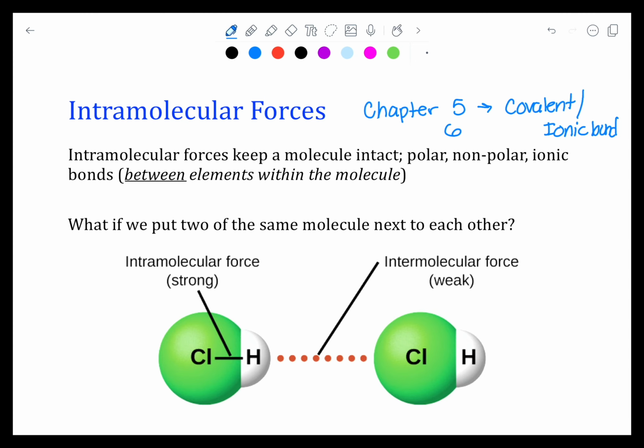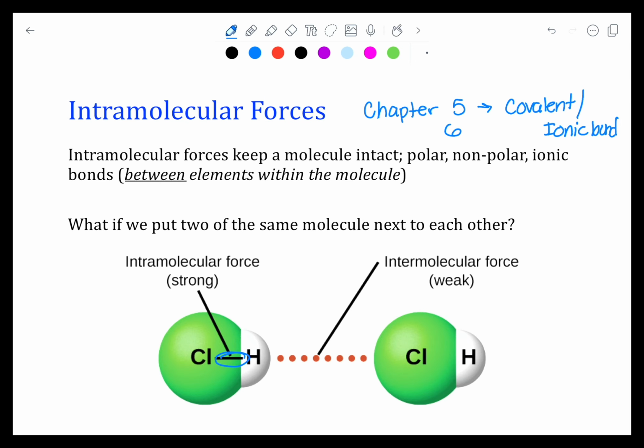So, intramolecular forces keep a molecule intact. So they are the polar or nonpolar or ionic bonds that are between the elements within the molecule. So this bond is an intramolecular force. Intramolecular forces are very strong. It takes a lot of energy to break a bond, more energy than we can put in on our own. The next question is saying, well, what if we put two of the same molecule next to each other? What type of forces would there be between them? And that is called an intermolecular force.